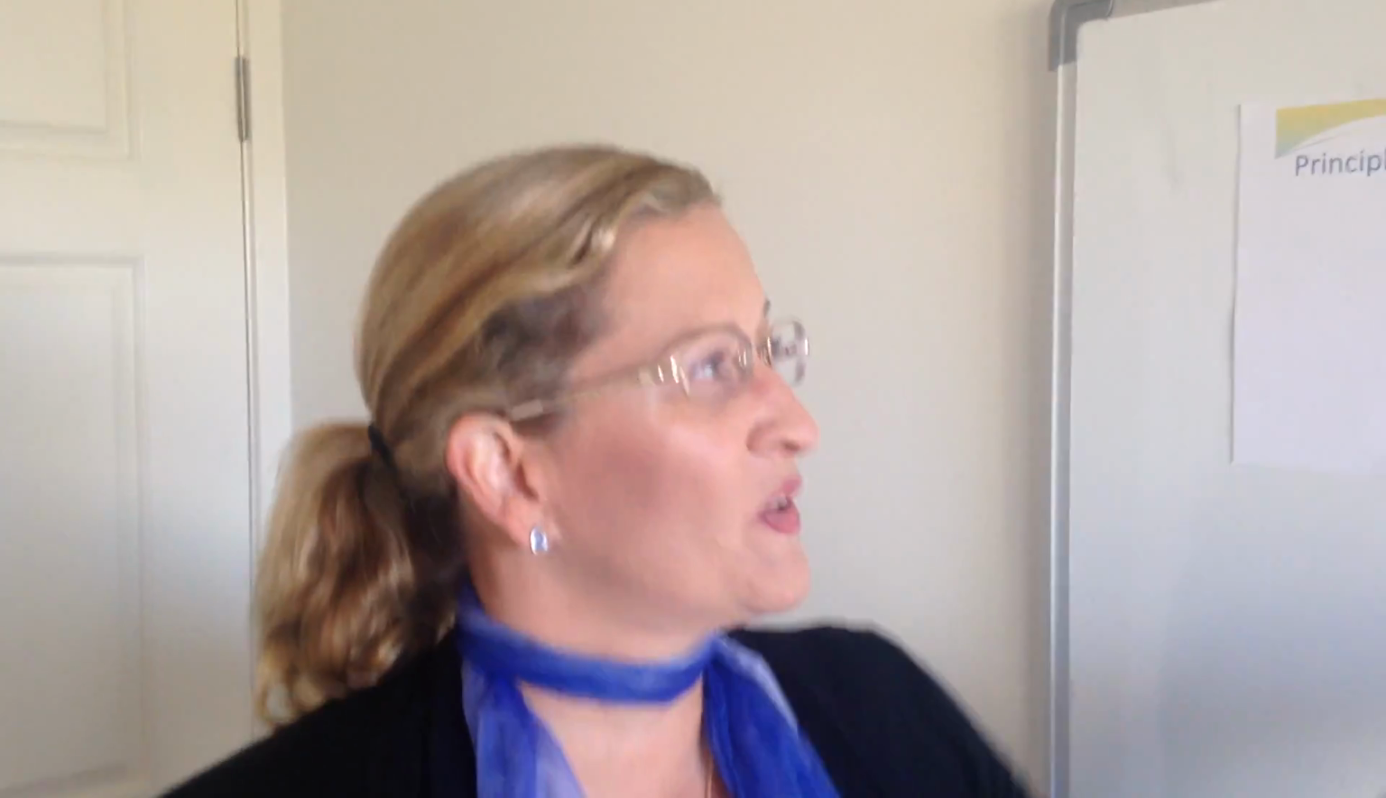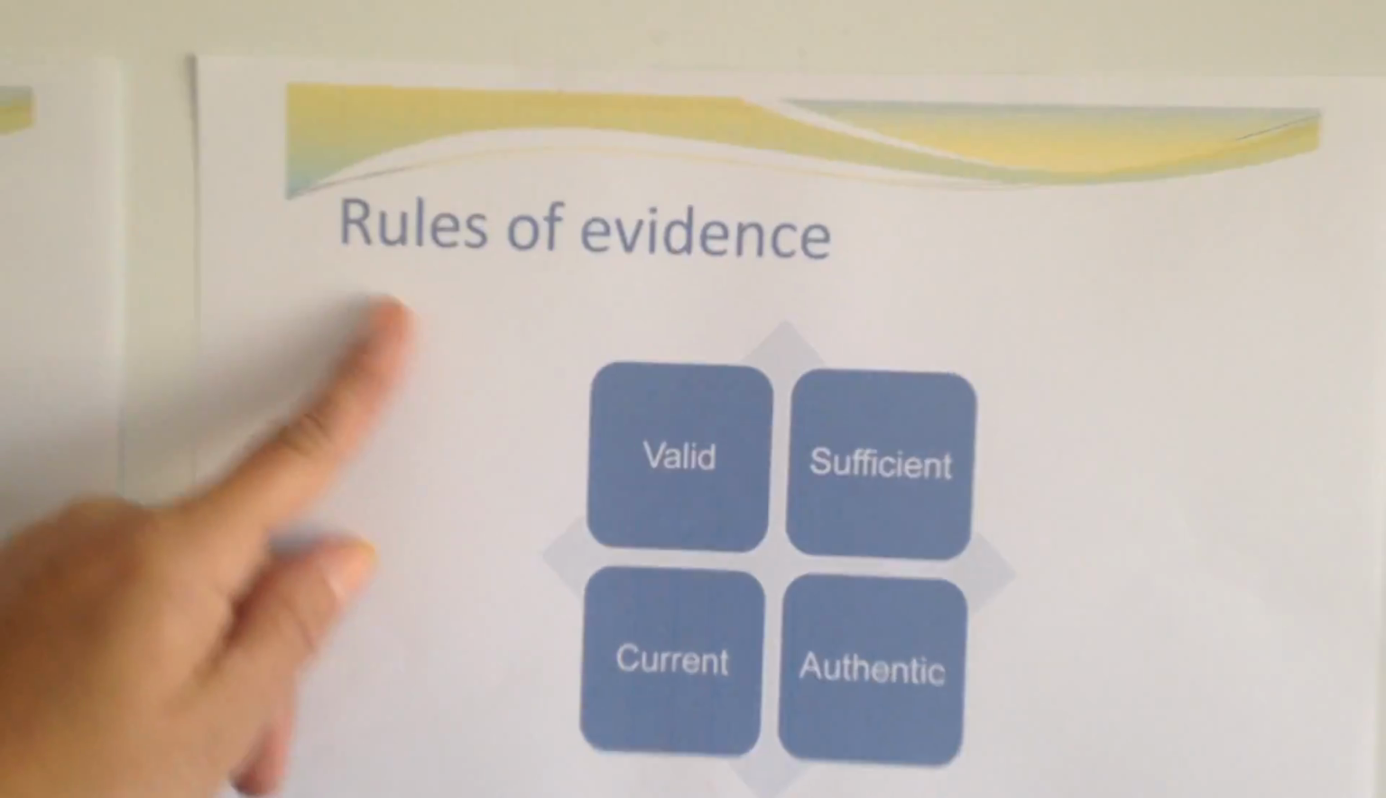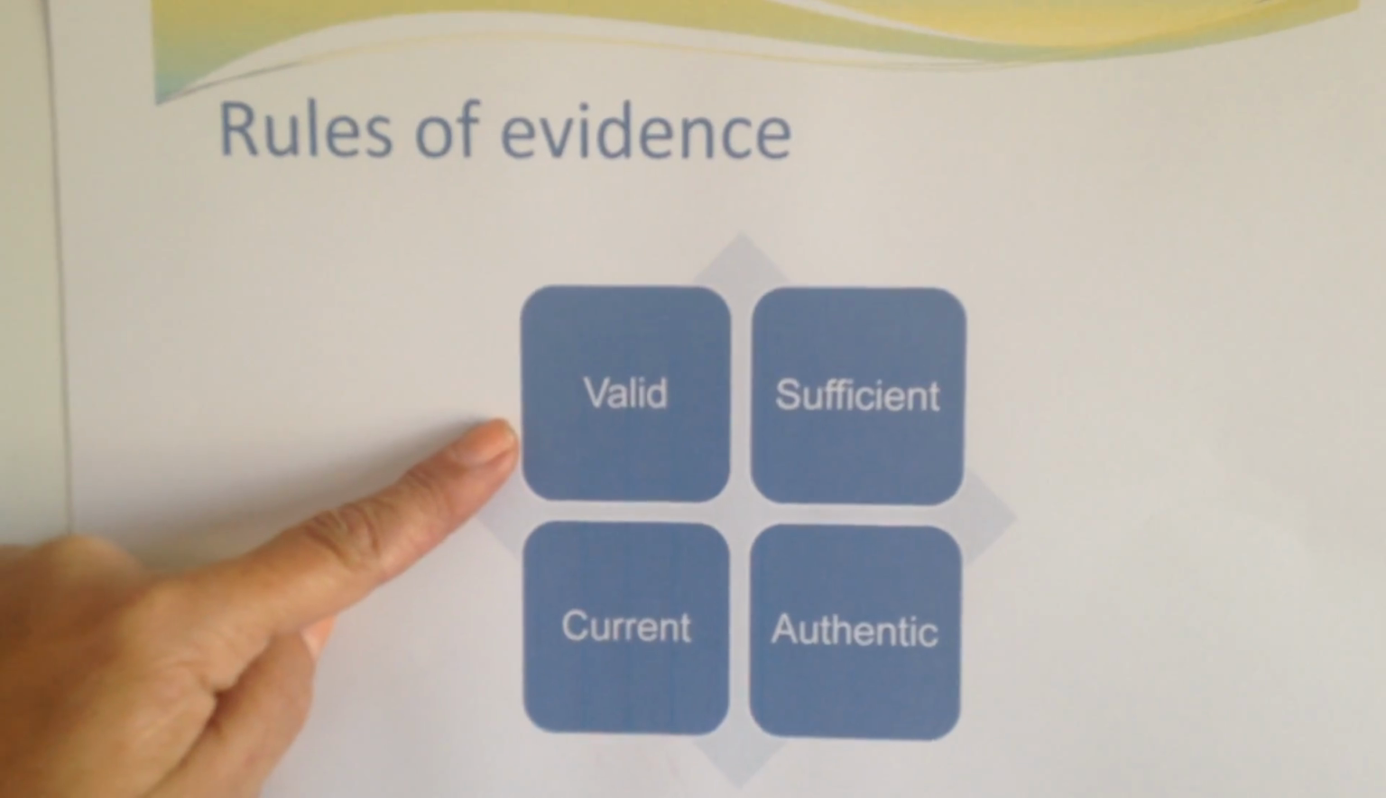Okay, so now we're going to look at the rules of evidence. So the first rule is again validity. Does your evidence assess the elements and performance criteria in the particular unit of competency? And does your evidence cover the required knowledge and skills that's required in your assessment? And do you actually assess at the right ATQF level? So if you're teaching a Certificate 3 course, is it assessed at a Cert 3 level? Those are very important parts of validity of your evidence.